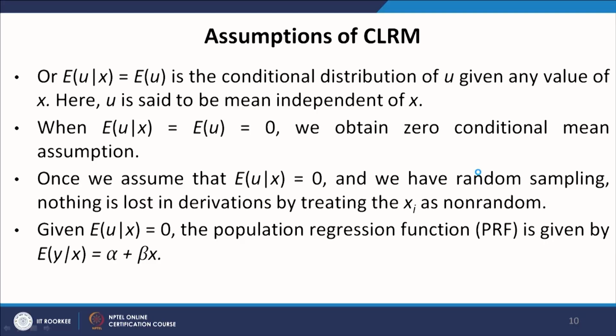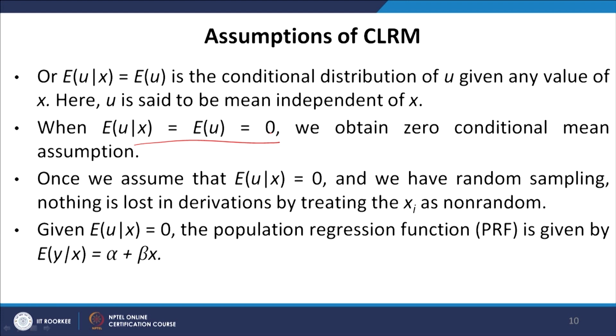So, alternatively, expected value of U given x is equal to expected value of U, for the conditional distribution of U given any value of x. Here U is said to be mean independent of x. When expected value of U given x is equal to expected value of U and that is equal to 0, we obtain the zero conditional mean assumption.